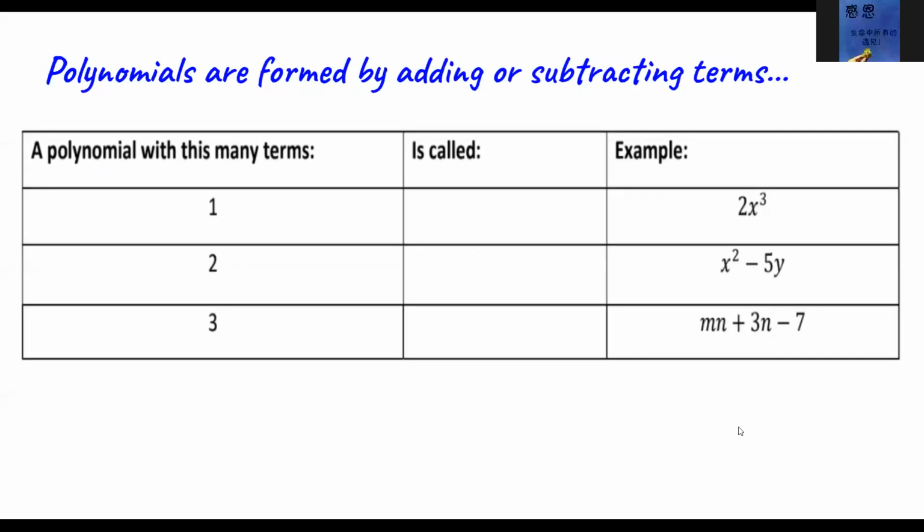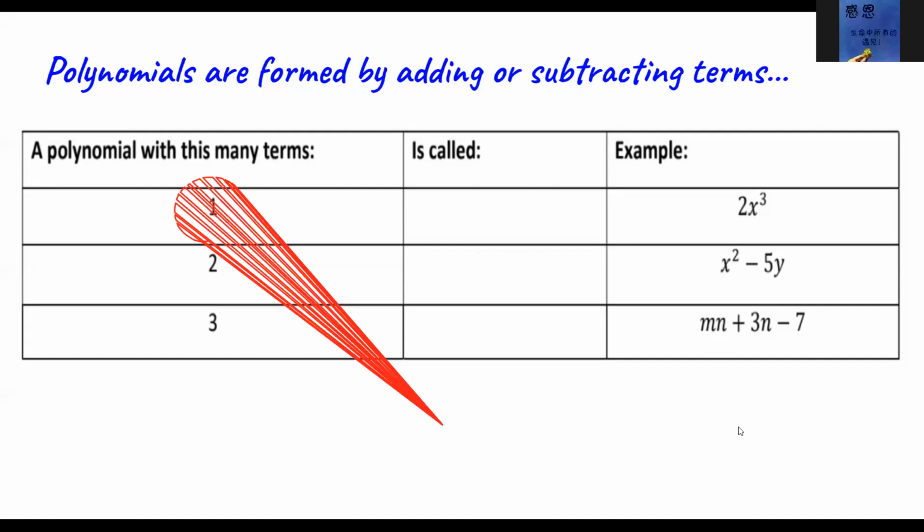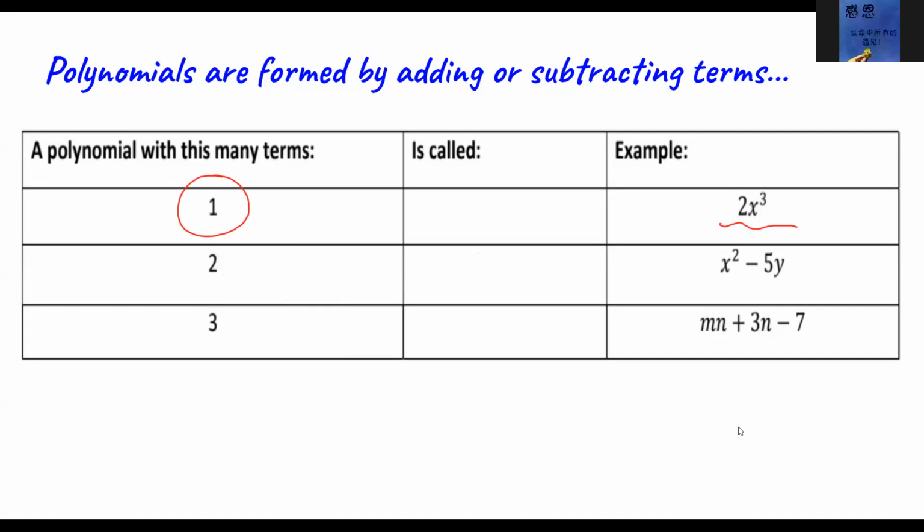All right, folks, so polynomials, like I mentioned before, are formed by adding or subtracting terms. And you have to also remember polynomials have exponents that are always whole numbers, okay? So if your polynomial has one term right here, you guys can say it out loud or you can use your chat. You might not know the term. Officially, it's called a monomial. Monomial. Mono meaning one from the Greek root. So monomial is a polynomial with one term.